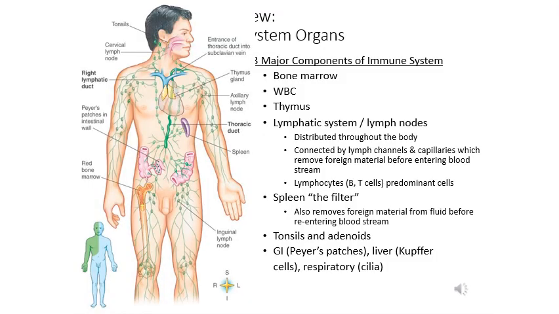This slide will review the basic A and P for the immune system. There are three major components of the immune system. One very important component is the bone marrow. The bone marrow is responsible for production of white blood cells and storage of the mature B cells, also storage of the stem cells. All of that is very, very important for our immune response.